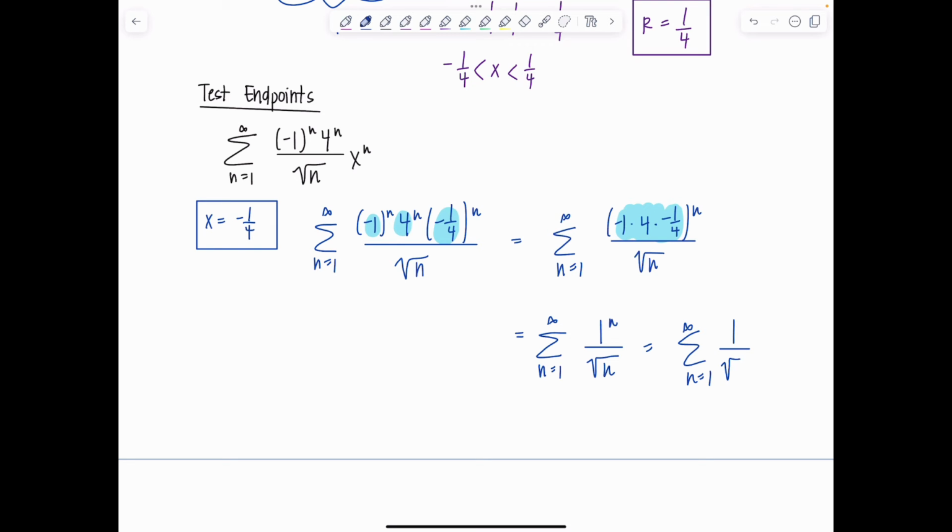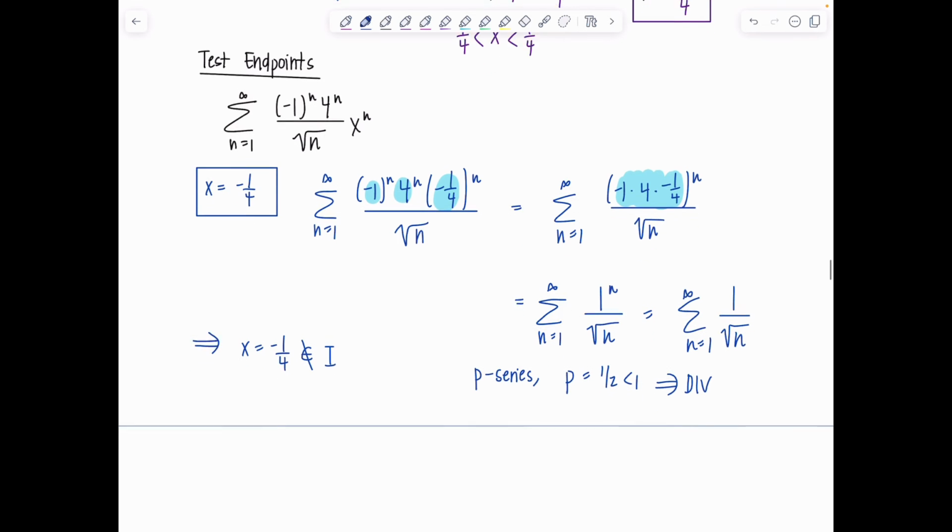And what do we know about 1 over rad n? Yes, it's a p series. What's p equal to? Rad n, the exponent on n is 1/2, yes? Good, p is 1/2, and that's less than 1. So that means the series diverges. So that tells me x equal to negative 1/4 is not in the interval of convergence. Nope, so sorry. What about positive 1/4?